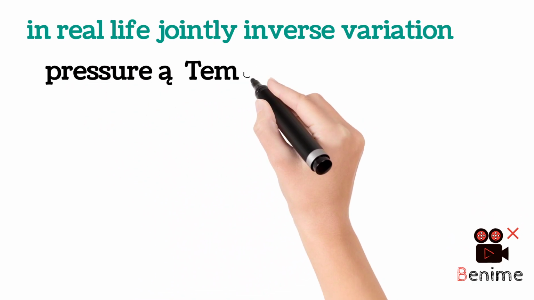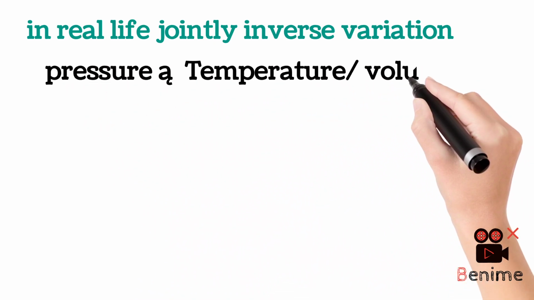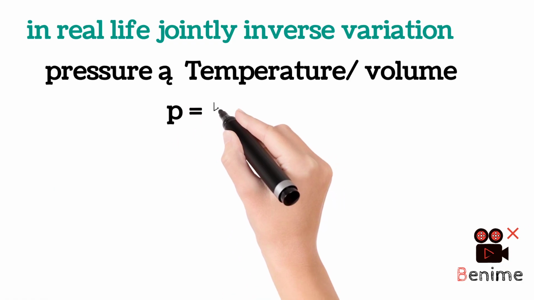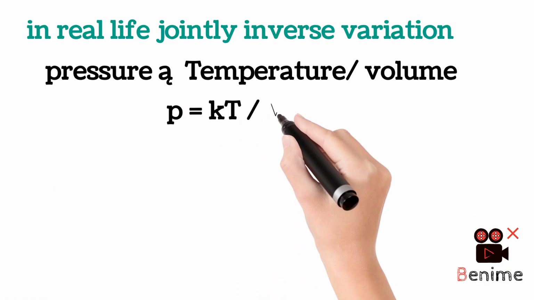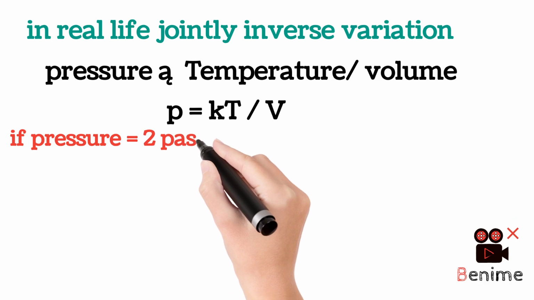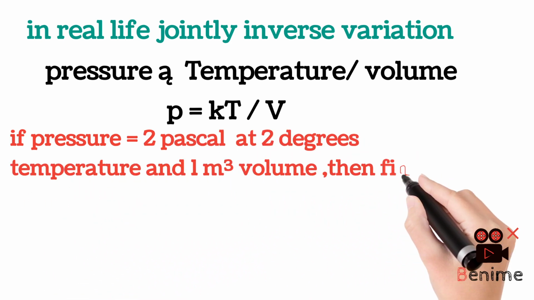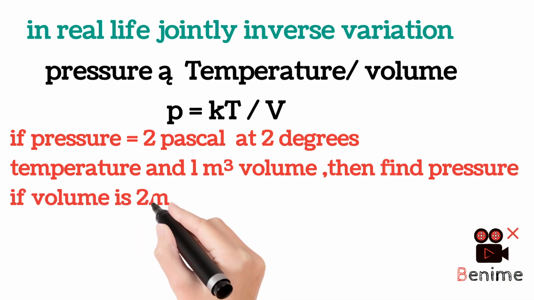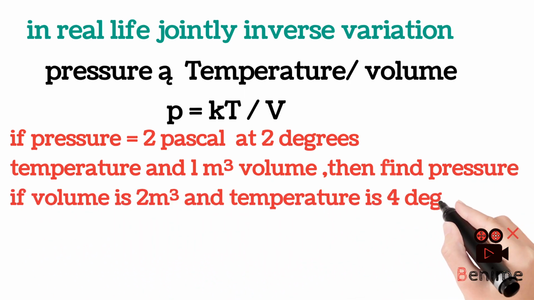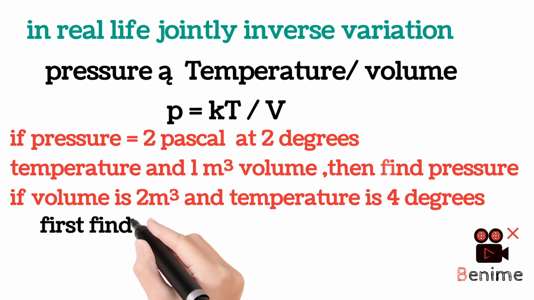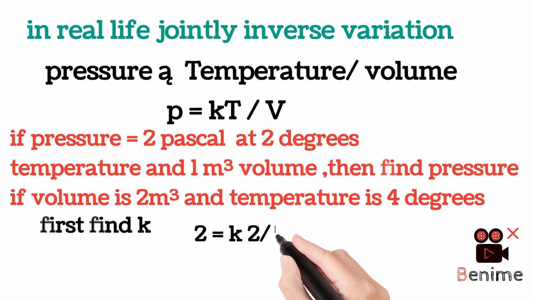Example, we have a pressure which is directly related to temperature and inversely related to volume. So P is equal to kT over V. If pressure is equal to 2 Pascal at 2 degrees temperature and 1 meter cube volume, then find pressure if volume is 2 meter cube and temperature is 4 degrees.